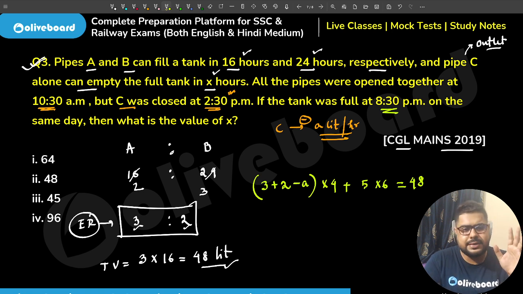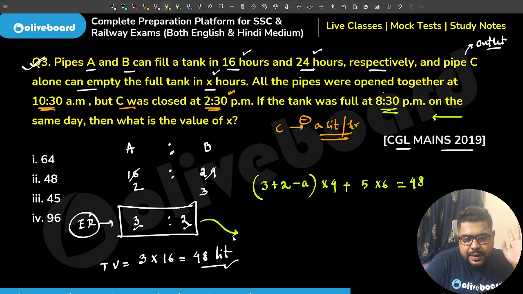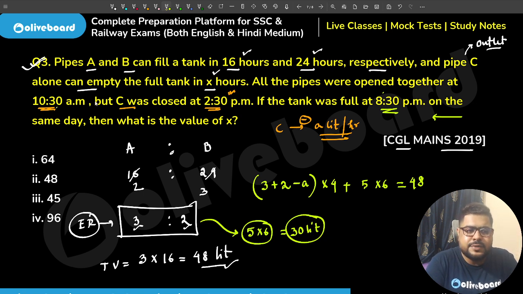Either you can go like this by making an equation. Now, if you are someone who says, no, sir, I'm not really comfortable making an equation, you can also think in this fashion. In that case, you think from behind. So 8:30 to 2:30, the last 6 hours, only A and B were working. During those last 6 hours, they will fill 5 liters an hour into 6 hours, meaning 30 liters. Done, sir? Meaning, during these 4 hours, 10:30 to 2:30, they have filled the remaining 18 liters in 4 hours.